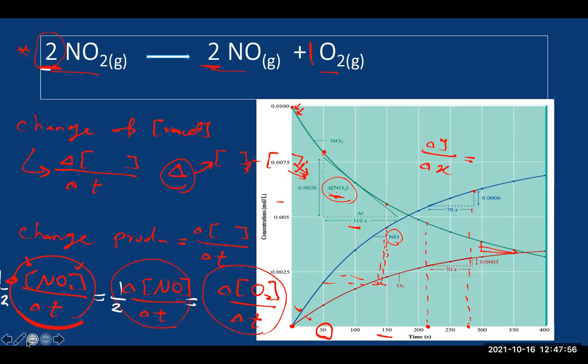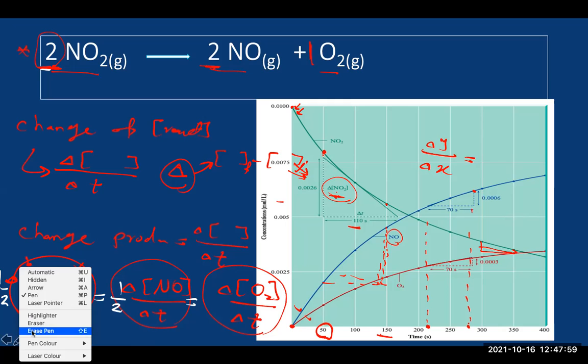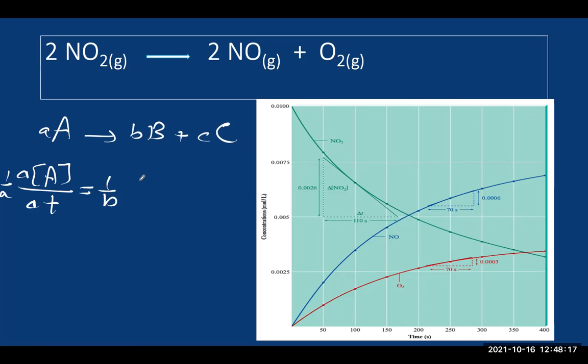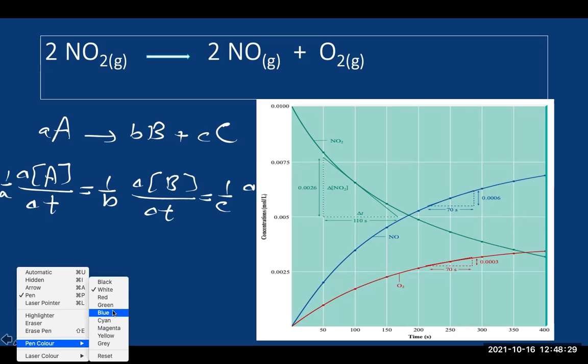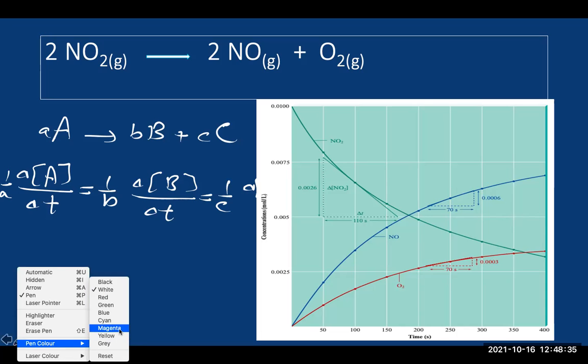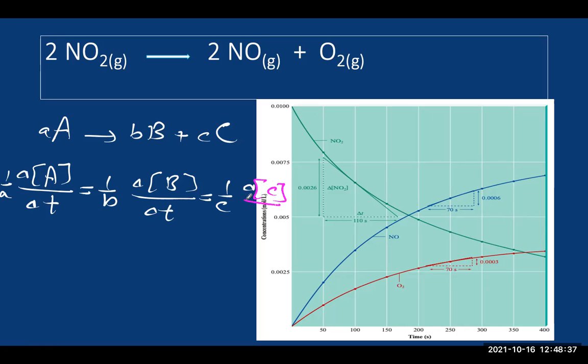So it means if we have different substances, like A will give you B. So the change of A will be delta A over delta T. This one will be 1 over a, will be equal to 1 over b, the change of B over the change of time, and 1 over c, the change of C over change of T.